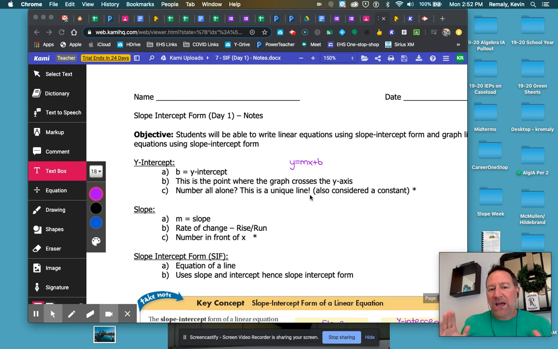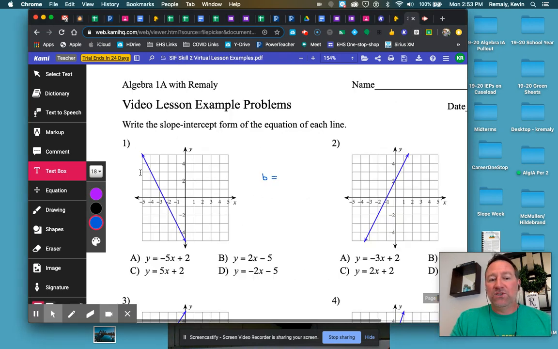Okay, ladies and gentlemen, the second skill that we need to learn this week is taking a graph of a line and determining from that line what the slope-intercept form of the equation is. Okay, so we already have the basic constructs of understanding slope, understanding the y-intercept. We got that down from our first lesson. And now what we need to do is be able to master what it's like to be given a graph and be able to give its respective slope-intercept form.